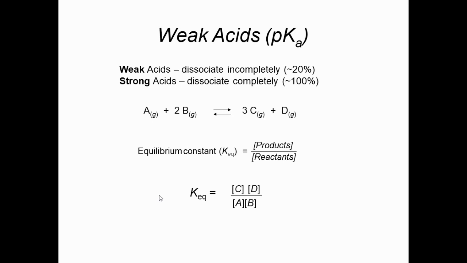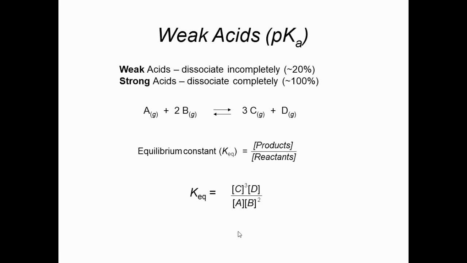Now, to finish this, I need to pay attention to the coefficients. The fact that there's a coefficient 3 in front of the C, I'm going to need to cube the concentration. So if C was 2 molar, 2 cubed would be 8. So I would have to cube that. So what do I have to do with the B? If you notice there's a 2 here, that means I have to square the concentration of B. So if it was 2 molar, it would end up being a 4 numerically in my equation. This is the way we'll write a Keq expression.